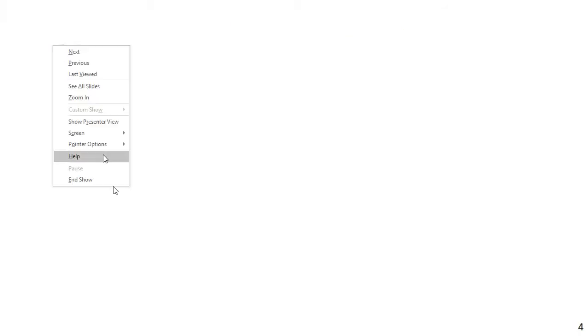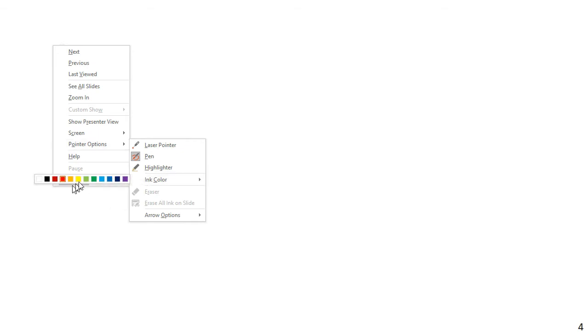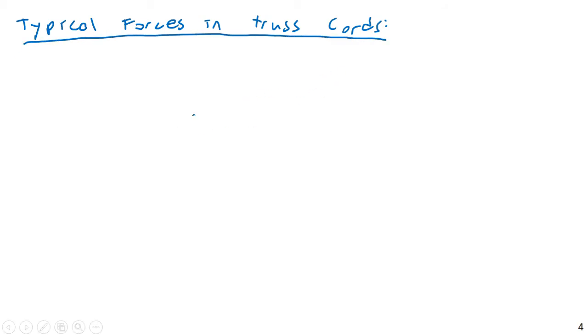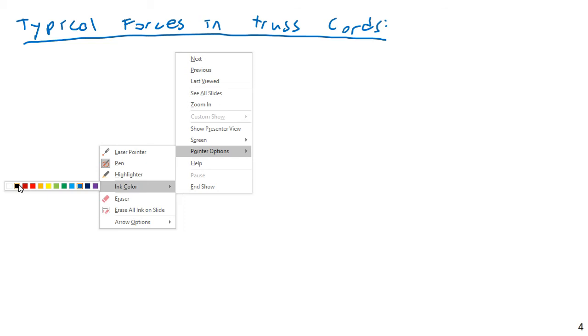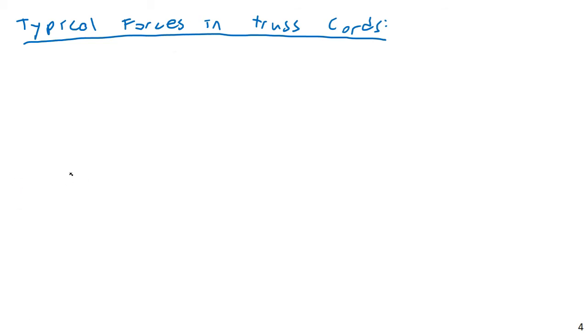Okay. Let's discuss cords. This is sort of a truss terminology thing. Truss cords, or typical forces in truss cords. I can't decide whether to spell that with a CH or a CO, but anyway, truss cords. So the cord of a truss, if you're not familiar, let's draw a large truss out, or a decently large truss. A truss like this.